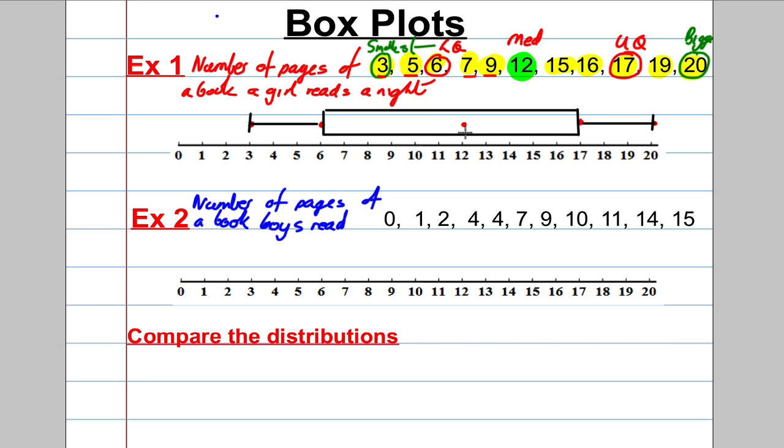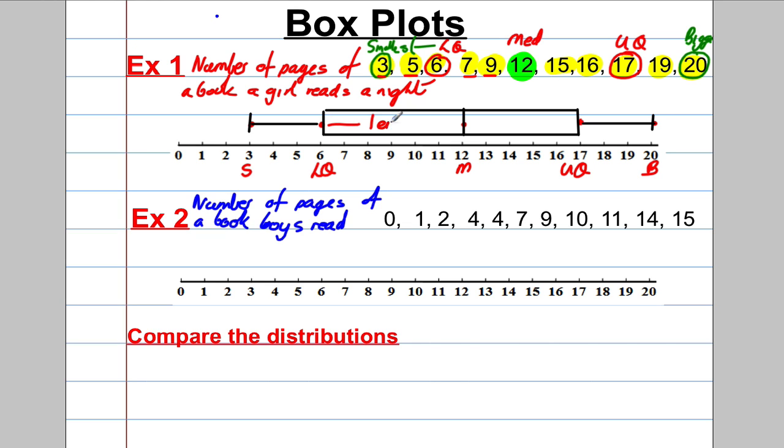And somewhere in the box where the median is, you draw a line up like that. And that's what a box plot looks like. So this again is the smallest, that's the lower quartile, this one's the upper quartile, this one's the biggest, and this one's the median.